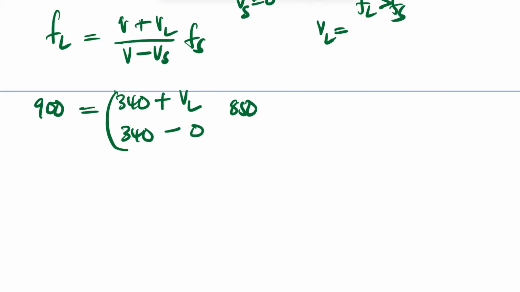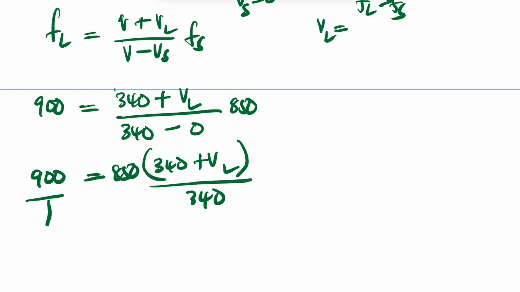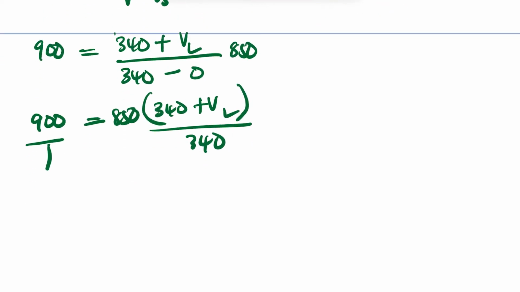Let me remove these brackets. Yeah, then what are we going to do? So we have 340 plus VL here, and then we have the 850 times in there, and then we have 340 there, and then we have 900 there. Right, I hope now we can see that it's all about maths now.